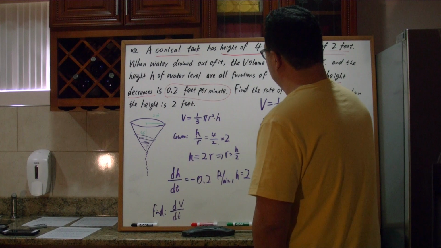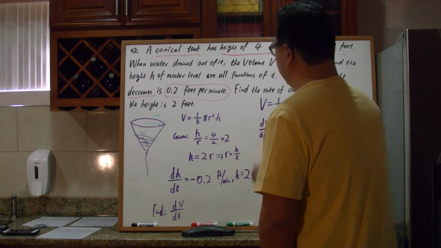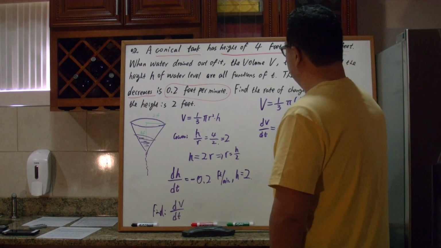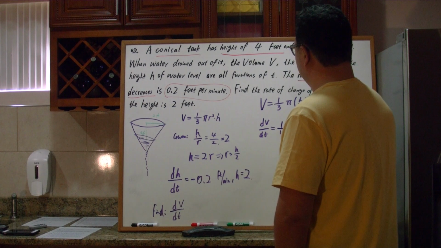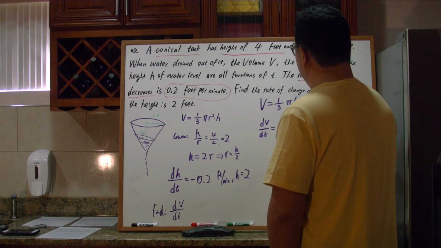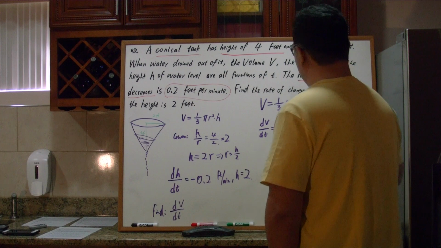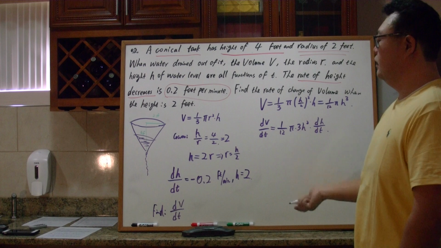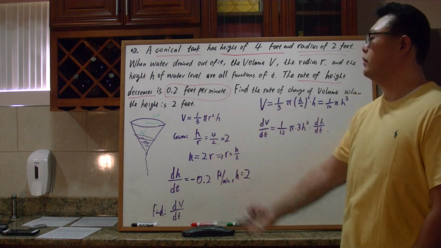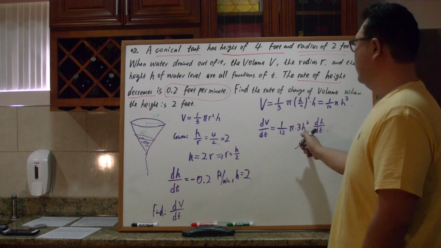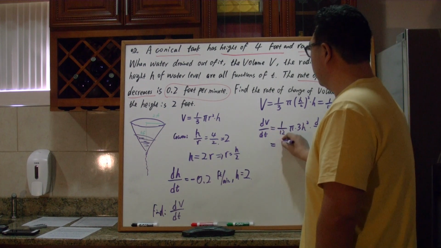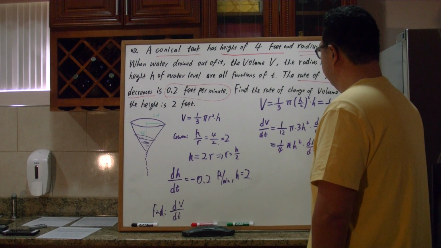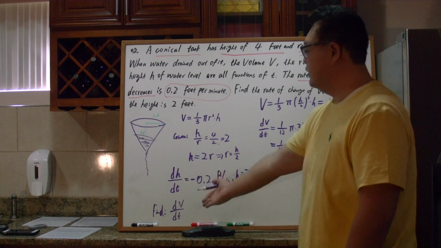dV/dt is the rate of change of volume over time. It is 1/12, pi is also a coefficient, times 3h squared times dh/dt. We only have the variables of volume and height in this case, since the radius can be converted to height as they are related. Which is 1/4 pi h squared dh/dt. Then we're seeking dV/dt.